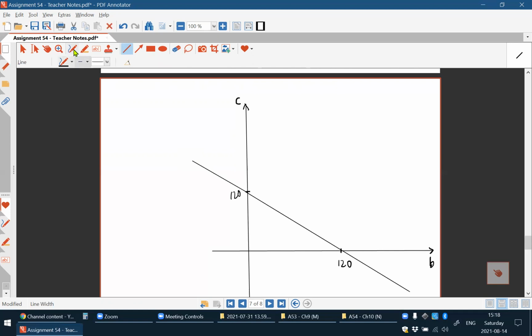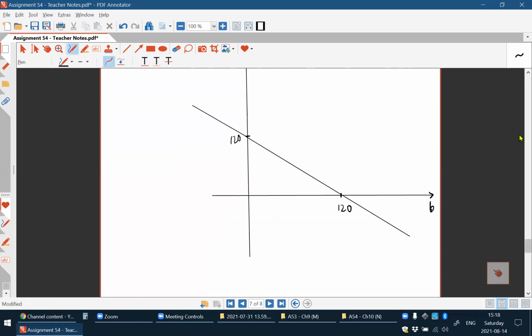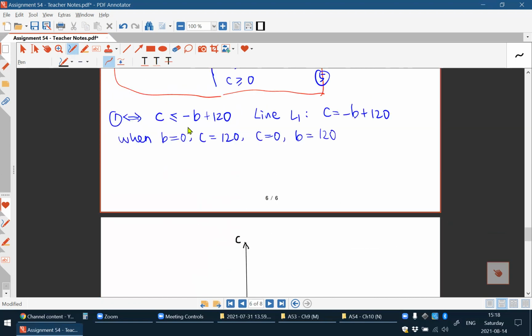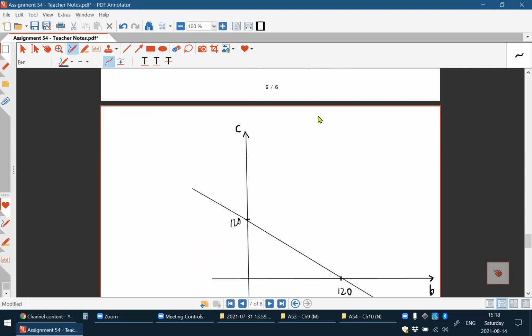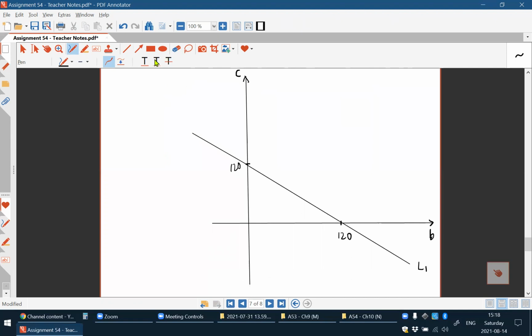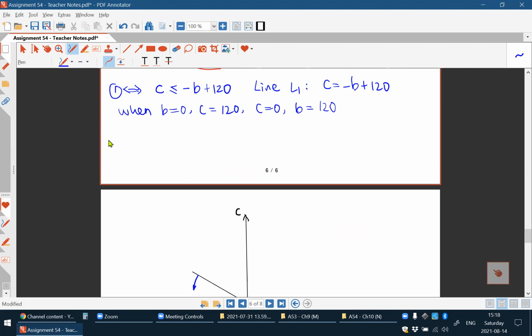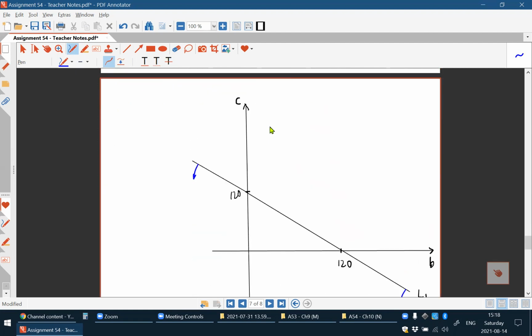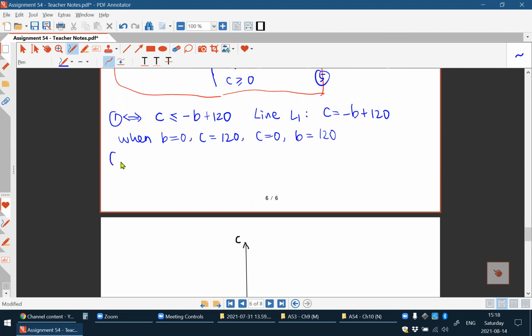Okay, so this is our line 1. And according to the inequality, C is less than or equal to minus B plus 120. That means the region is under this line, right? This is region 1. Okay, so the first line has been drawn.